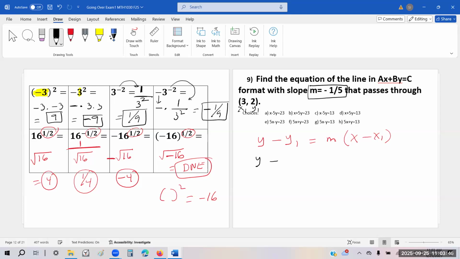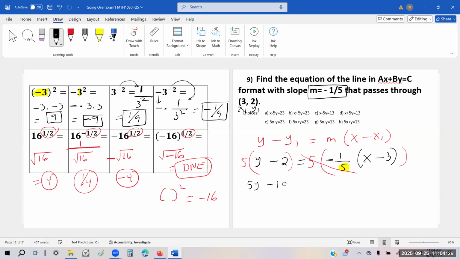y minus y1. What is our y1? 2. What is our slope? -1/5. x minus x1. What is our x1? 3. You also got this correctly, the second line. And now the thing you hate is the denominator. So before even distribution, get to the denominator, your life will be easier. Multiply both sides by the denominator, and your problem is solved. There is no more denominator.